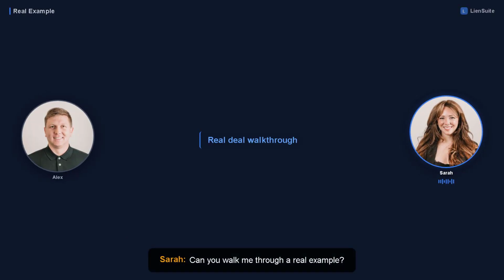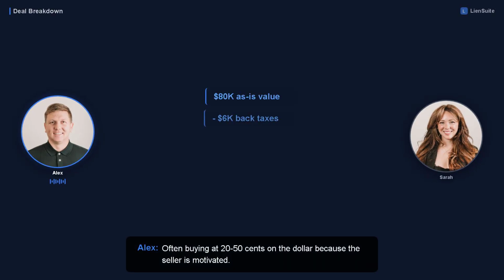Can you walk me through a real example? Sure. Let's say you find a property with an as-is market value of $80,000. Back taxes owed are $6,000. Title cure costs, let's say $3,000 for an affidavit of heirship and some quitclaim deeds. Holding costs while you clear the title, another $2,000. And you want a 25% profit margin. That's $20,000. So your costs are $31,000. $80,000 minus $31,000 means your maximum offer is $49,000. That's your ceiling. In practice with DPA deals, you're often buying at 20 to 50 cents on the dollar because the seller is motivated. So your actual purchase price might be much lower than your max.